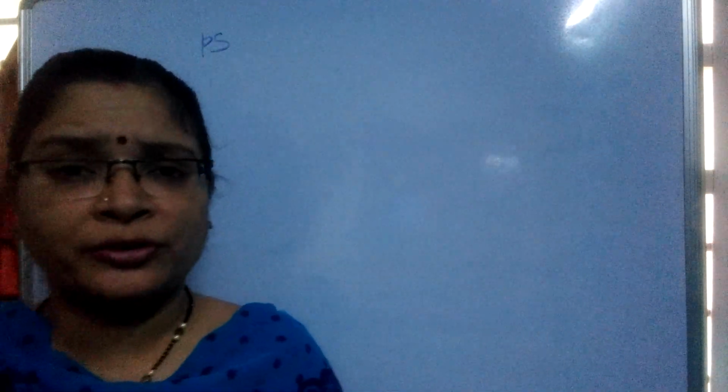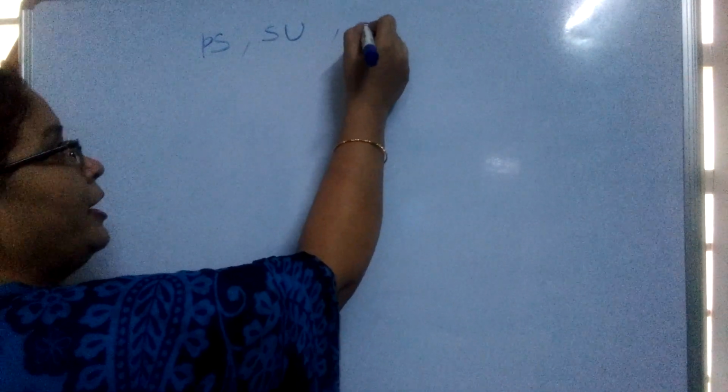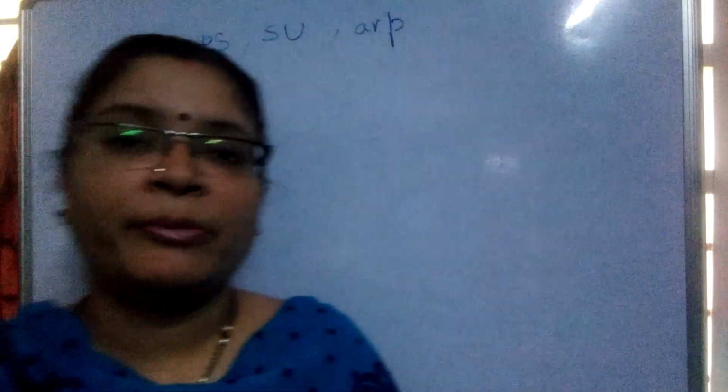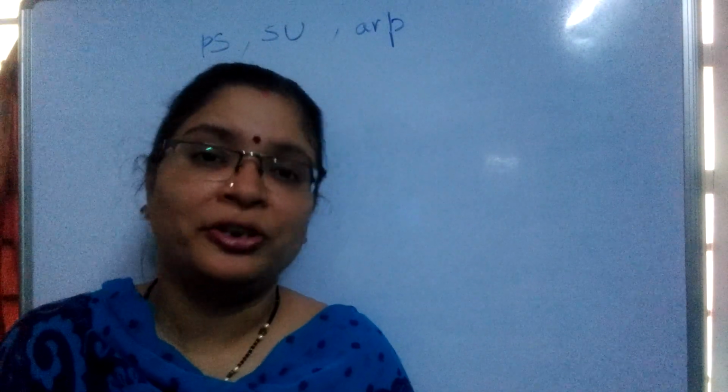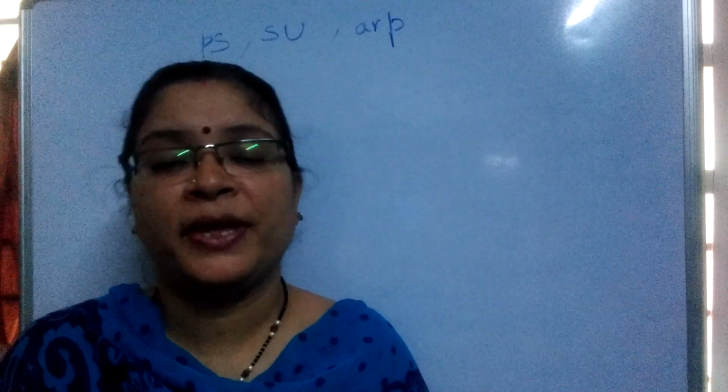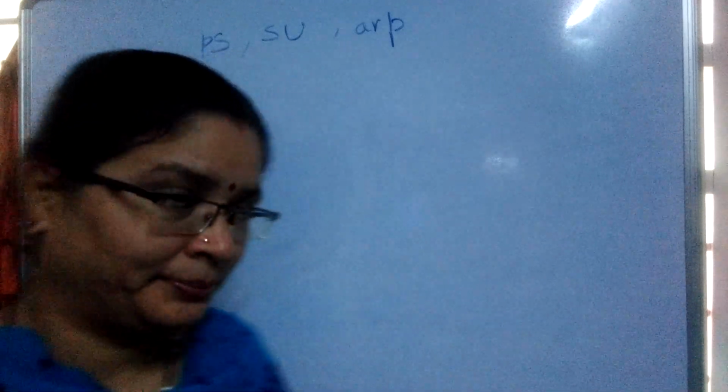Okay, the very first one is the PS command. So already you know the meaning of the PS command. PS stands for process status. The second command is SU, which stands for super user. And the third one is ARP, address resolution protocol. Regarding these three commands I am going to give clear information now. First of all, I want to explain how the PS command works.